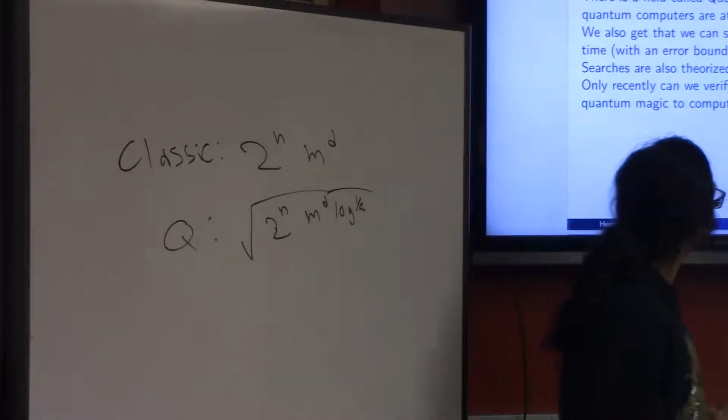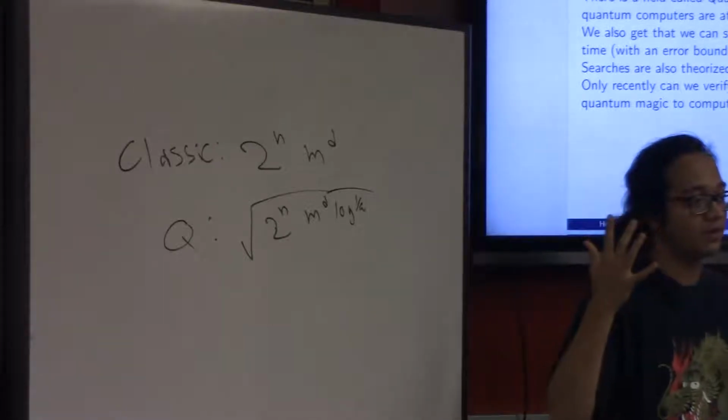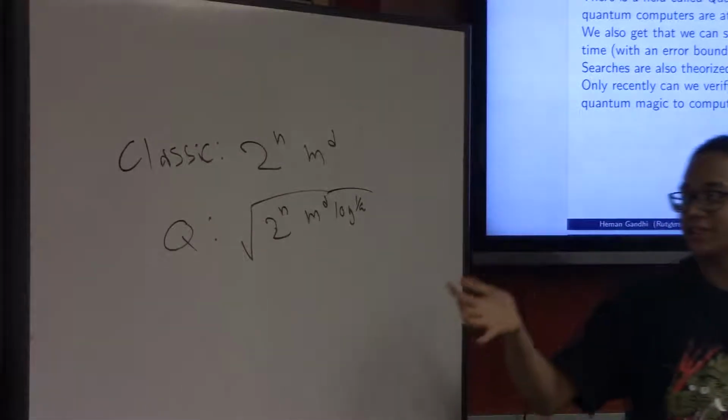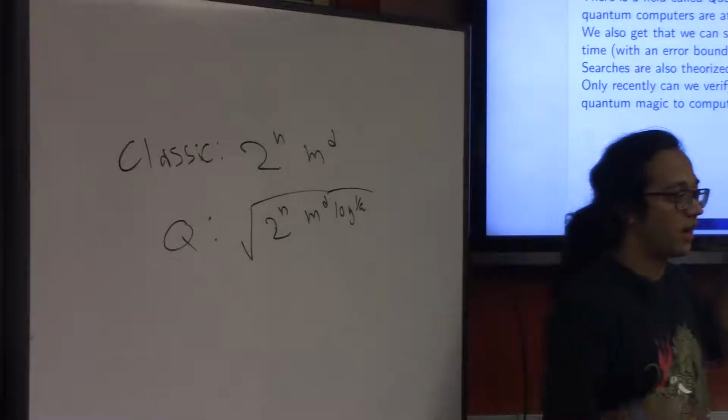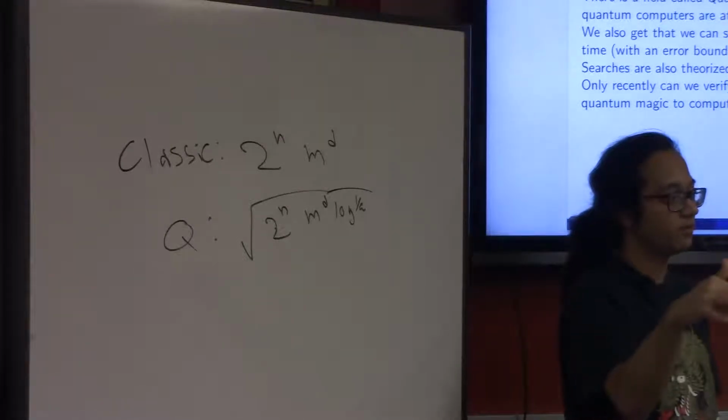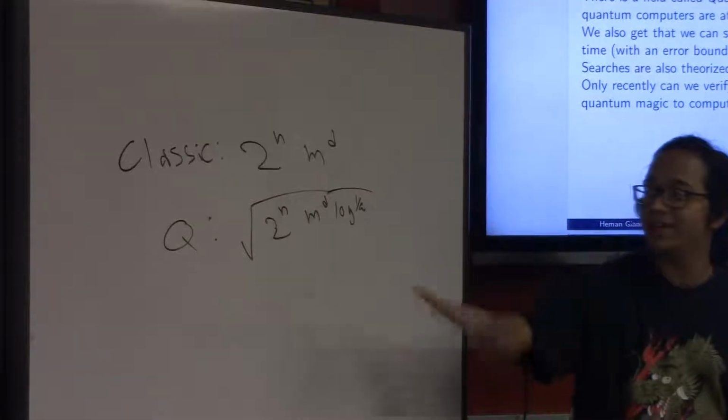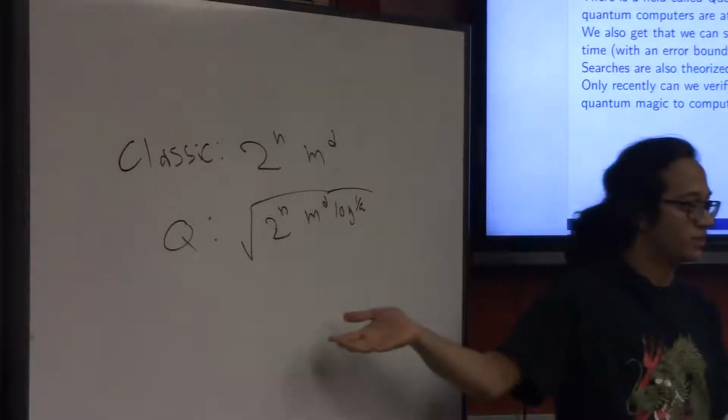So that's the rough reason why people really care about quantum computers, because circuit satisfiability is like the hardest, or a baseline for the hardest problems we can try to solve nowadays. And this just shows you that quantum computers make them faster.